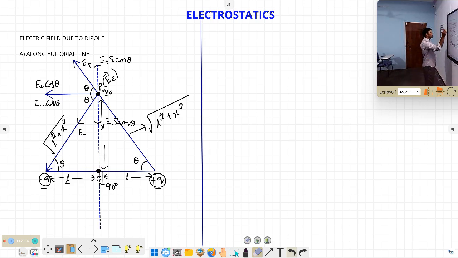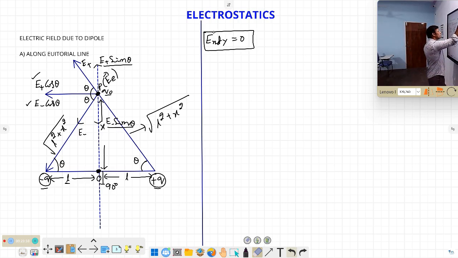So at this point, I can say the electric field due to the positive charge has components E cos theta, and both are the same. In the vertical direction also, the electric field components E sin theta are equal in magnitude, but the direction is opposite. Opposite means one is upwards, one is downwards. What is the net electric field? The net electric field along the y direction is equal to 0. There is no electric field.